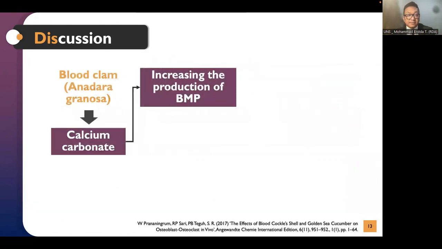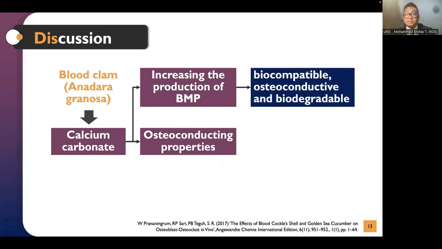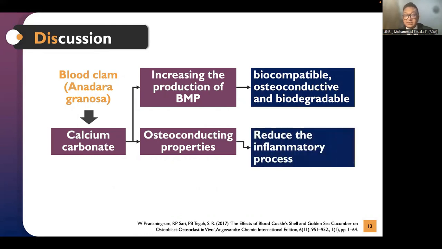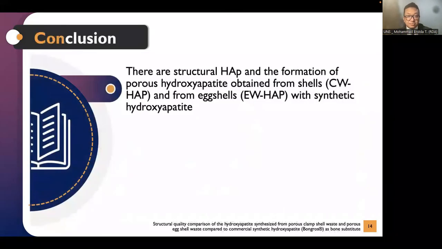In Anadara granosa itself, there is calcium carbonate that increases the production of BMP and has osteoconductive properties. It is biocompatible, osteoconductive, and biodegradable. And the osteoconductive properties reduce the inflammatory process and form granulation tissue.